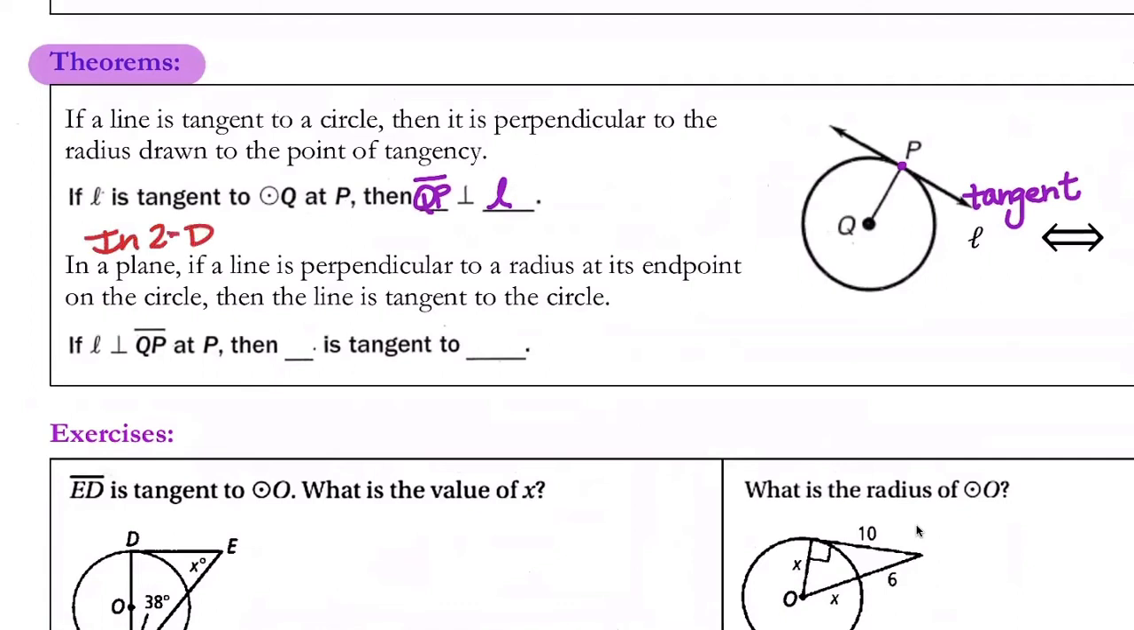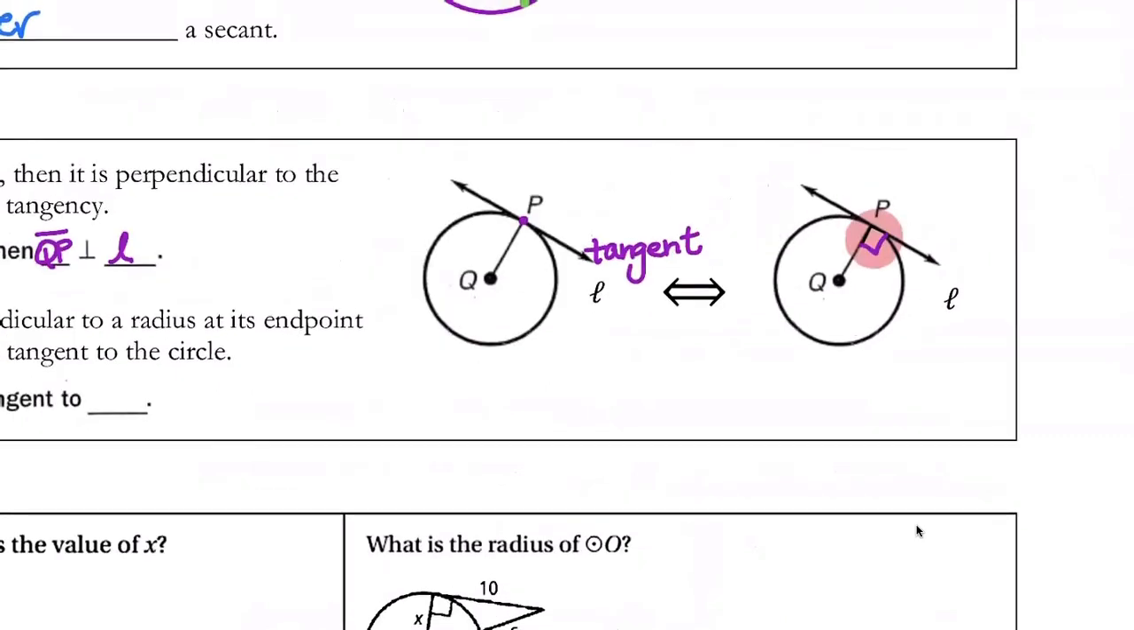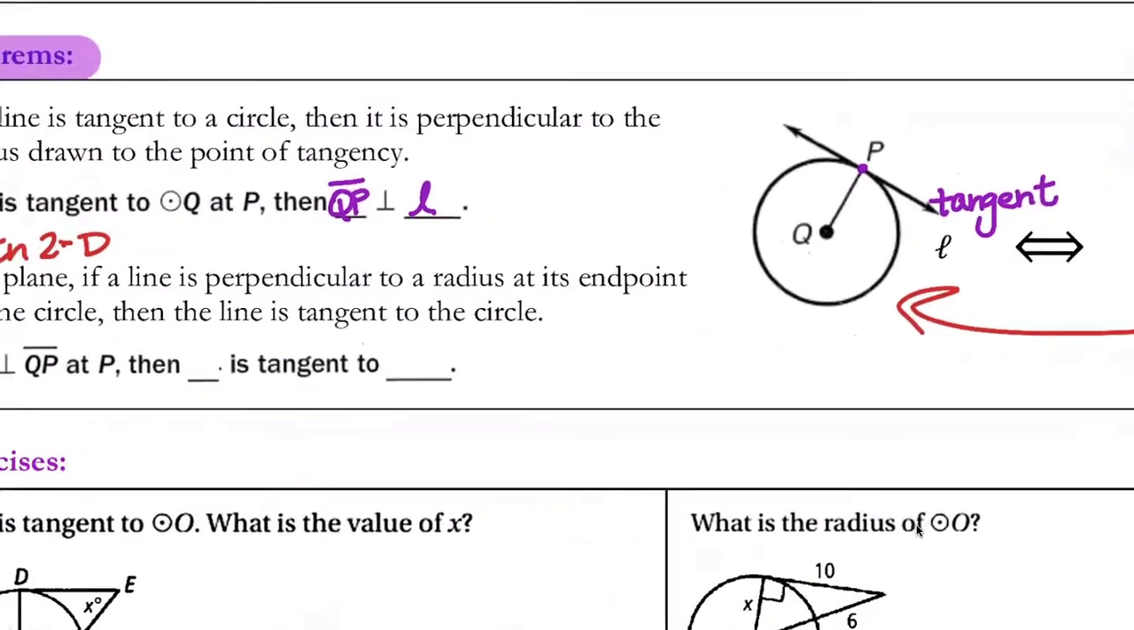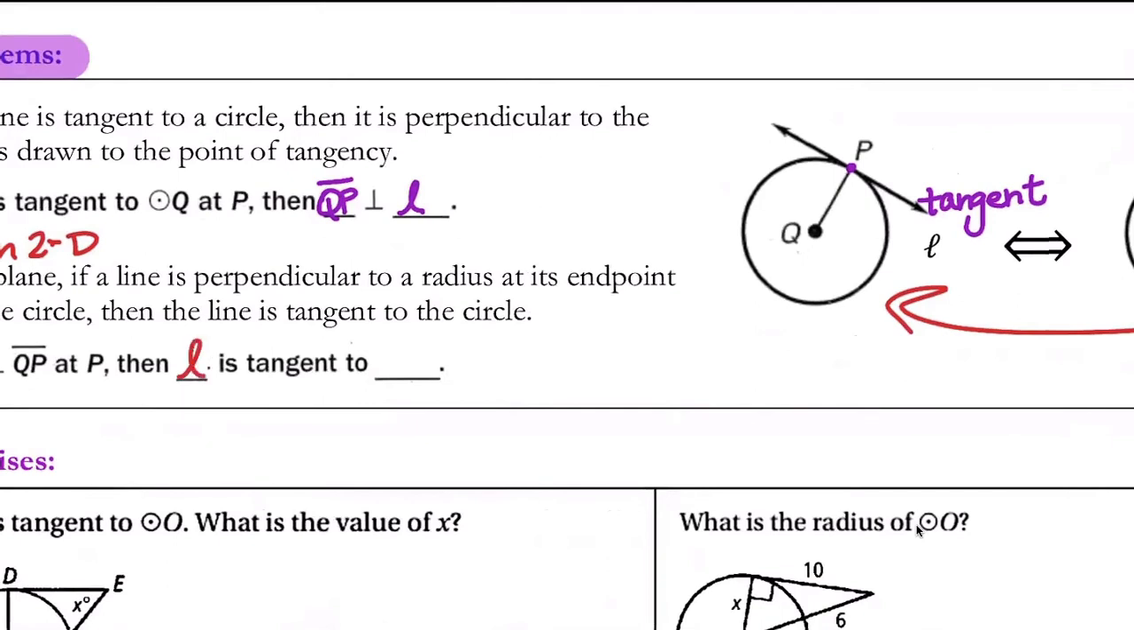If a line is perpendicular to a radius at its endpoint on the circle, then the line is tangent to the circle. So if that's a right angle, then you can conclude that that's a tangent. So if L is perpendicular to segment QP at point P, then line L is tangent to circle Q.